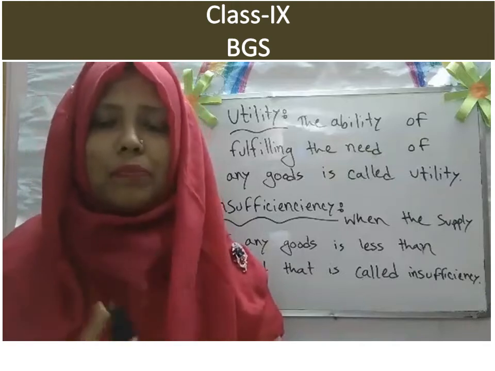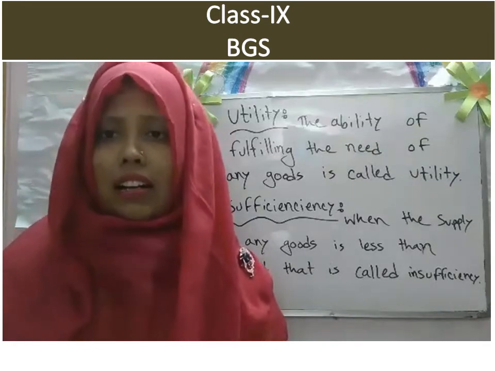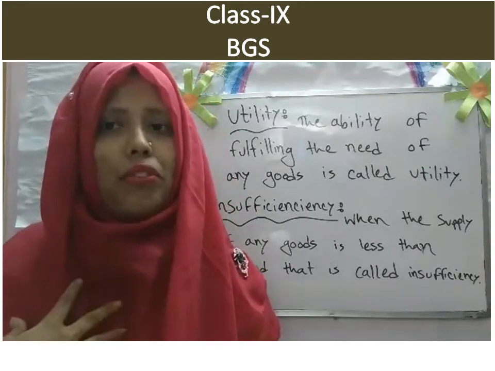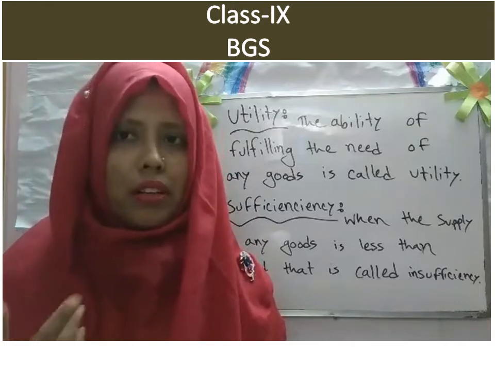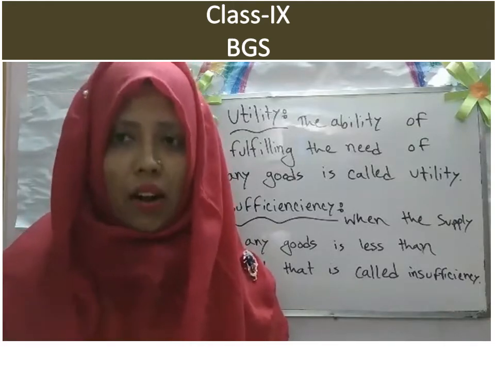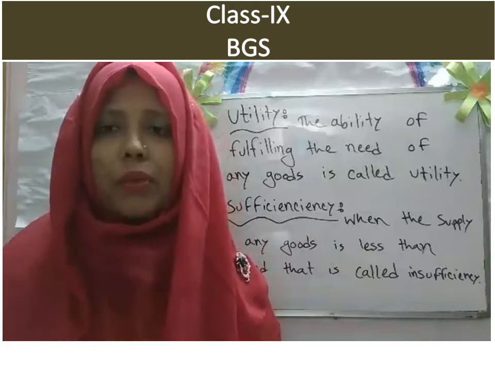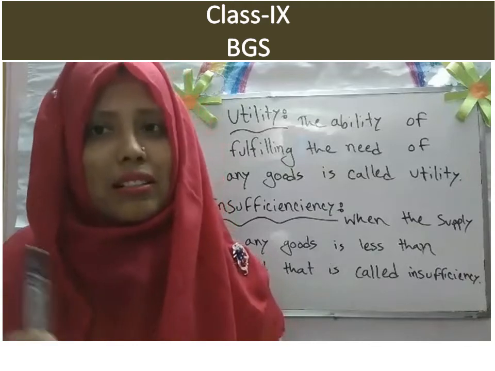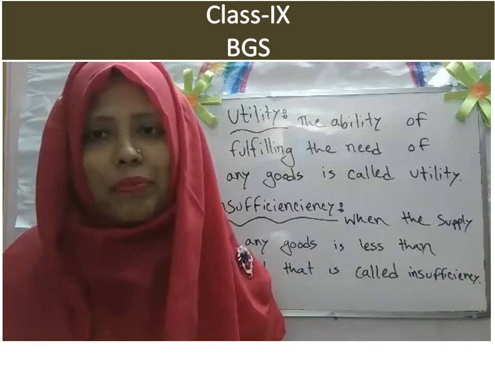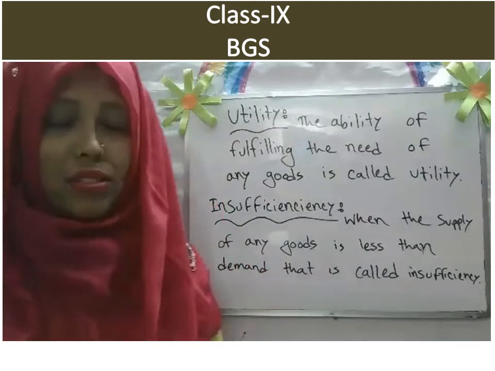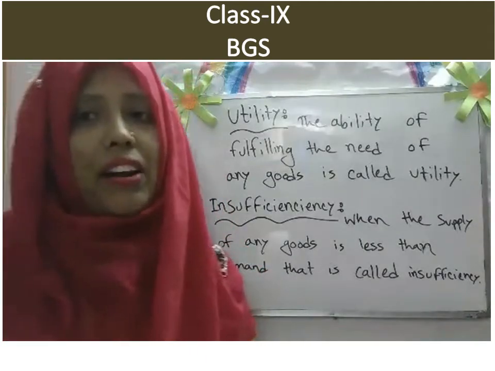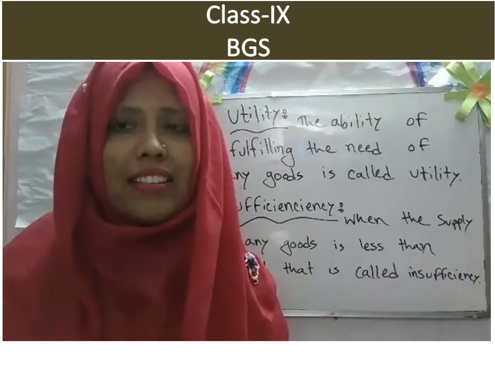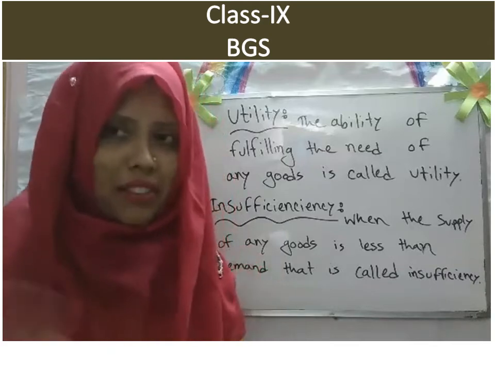That's why this is an economic resource. But in our world, we have air, and air can fulfill our needs. Am I right? We need air and oxygen from the air, and air can fulfill our needs. But we have sufficiency of air. That's why there is no insufficiency of air. That's why air is not an economic product or economic resource, because air has no insufficiency.